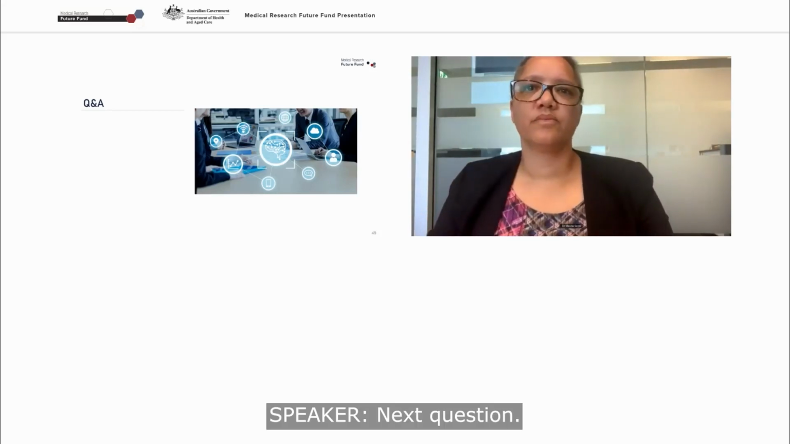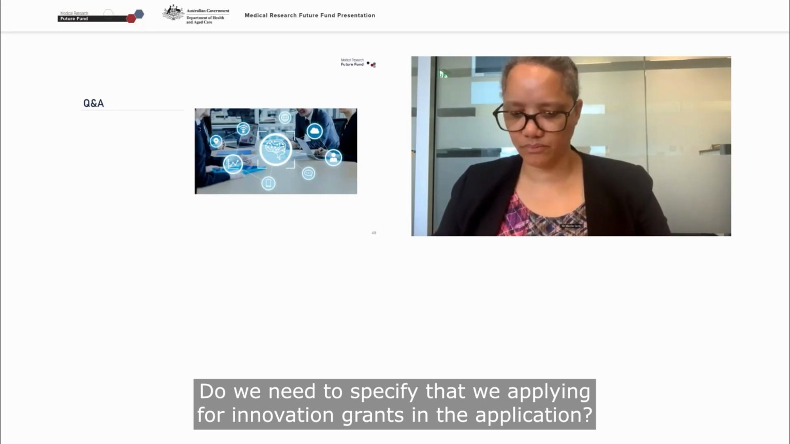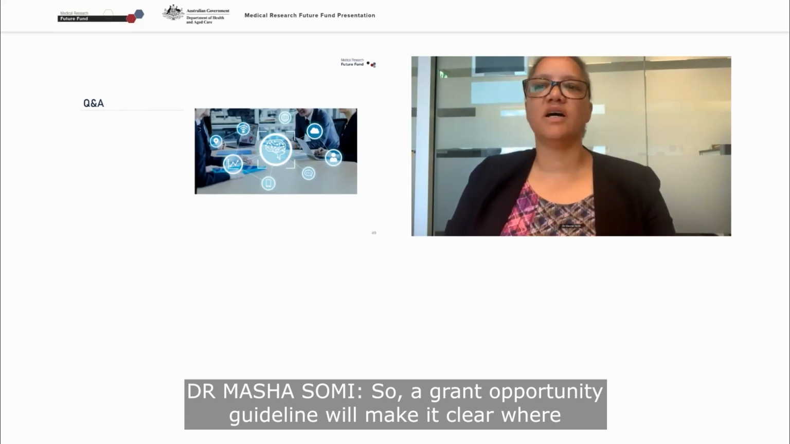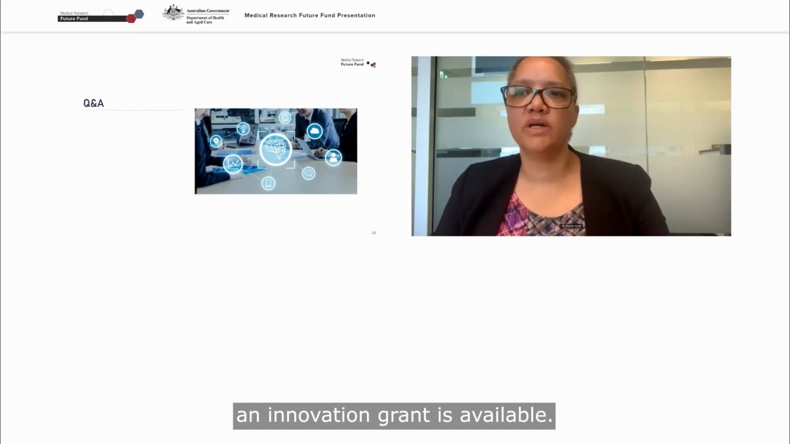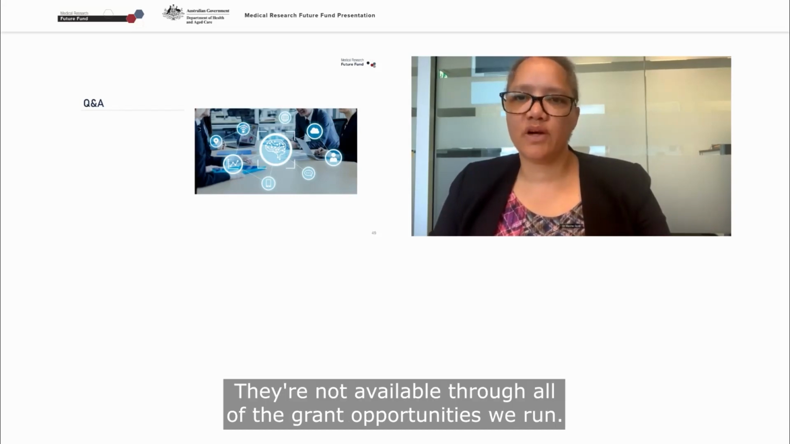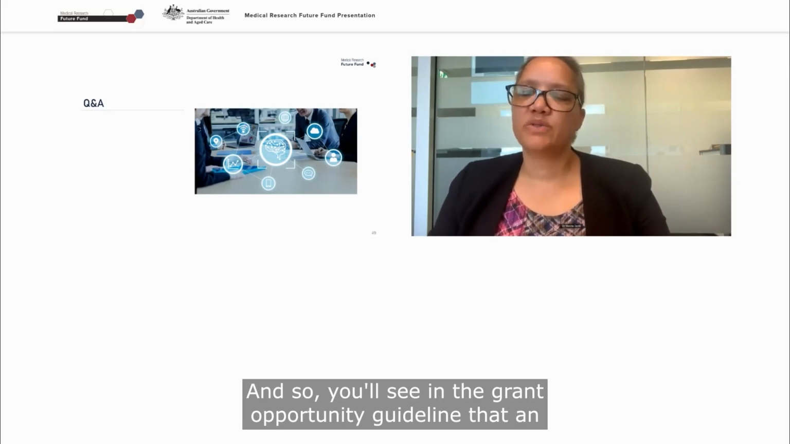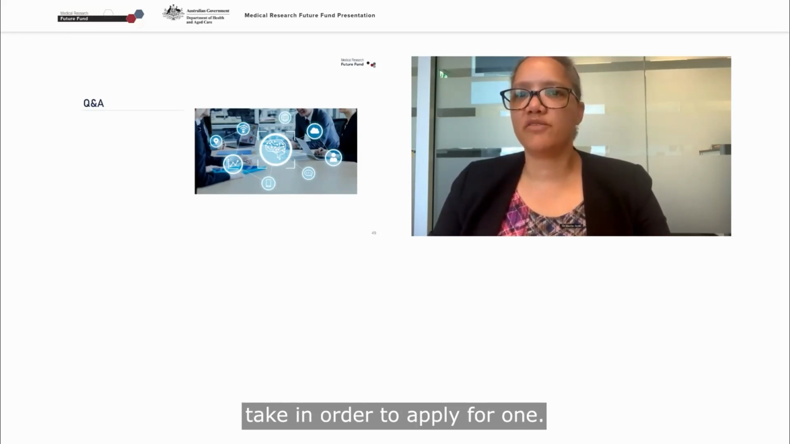Next question. How do we apply for innovation grants? Do we need to specify that we're applying for innovation grants in the application? So a grant opportunity guideline will make it clear where an innovation grant is available. They're not available through all of the grant opportunities we run. They're only available in some. And so you'll see in the grant opportunity guideline that an innovation grant is available and the steps that you would need to take in order to apply for one.